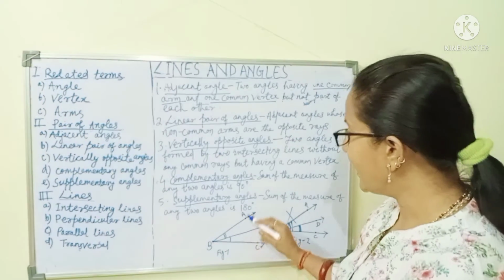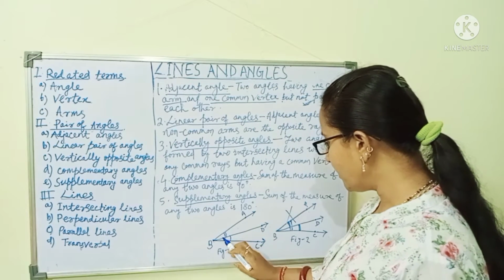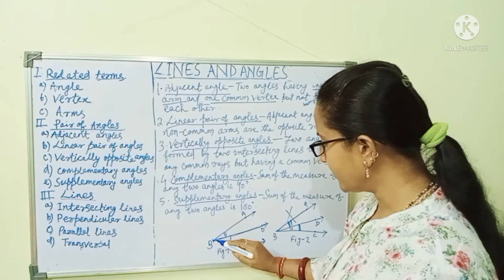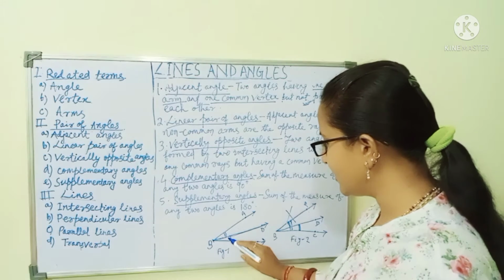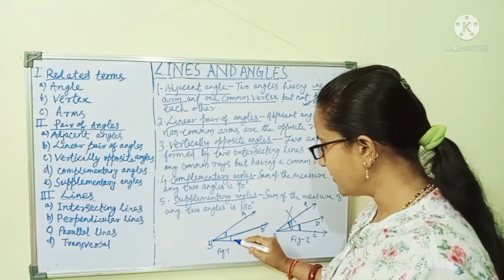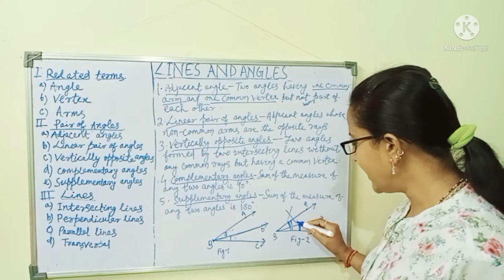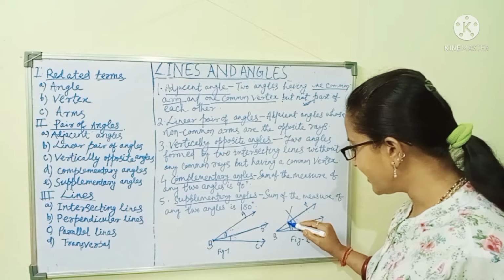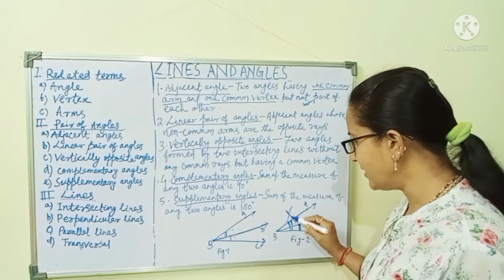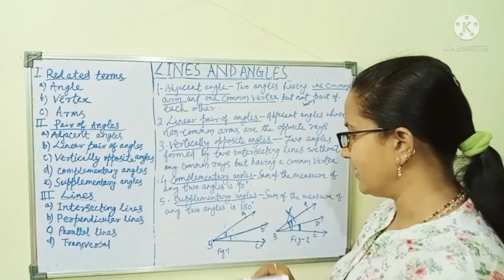So adjacent angles are those two angles having one common arm and one common vertex, but they are not part of each other because they are distinct angles. This angle is not related with this angle. They are distinct angles, but here this angle is a part of this whole angle. So these are not adjacent angles. This is not an adjacent angle. This is an adjacent angle.